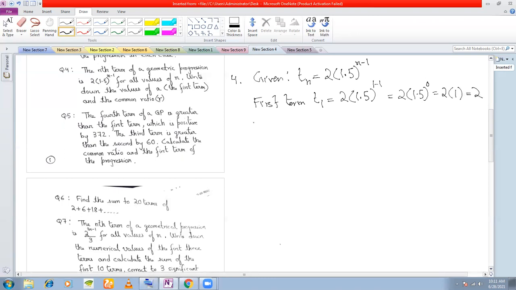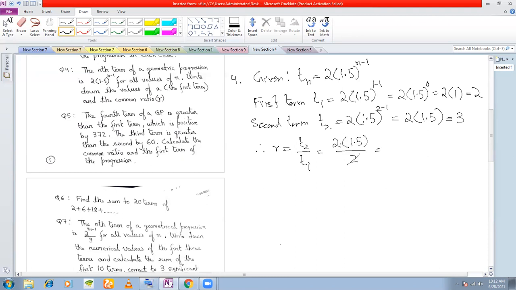Next, they are asking you to find out the common ratio. For the common ratio, you need the second term also. Second term, T2, is twice 1.5 to the power of 2 minus 1, which is equal to 2 into 1.5. Keep it as it is, or you can multiply also, no problem. So therefore, the common ratio is T2 by T1, 2 into 1.5 divided by 2, which is equal to 1.5. So as simple as this. Our first term here was 2 and the common ratio is 1.5.